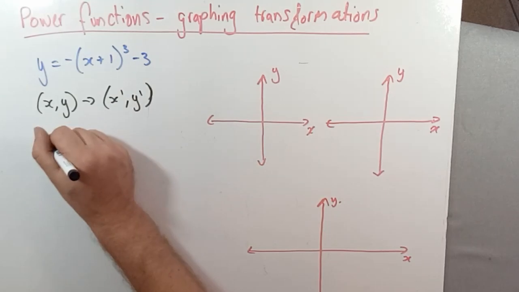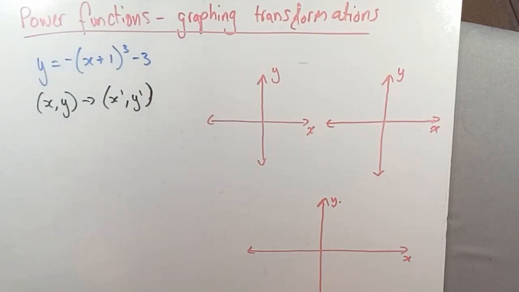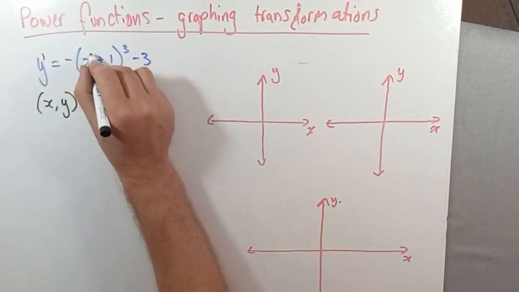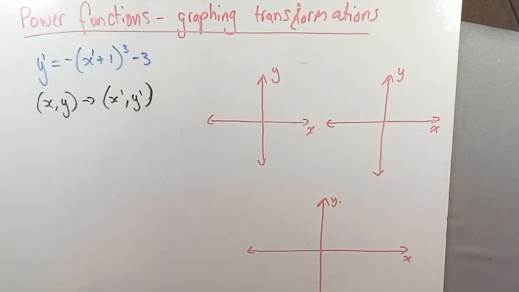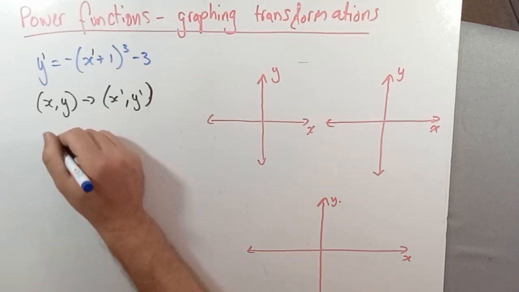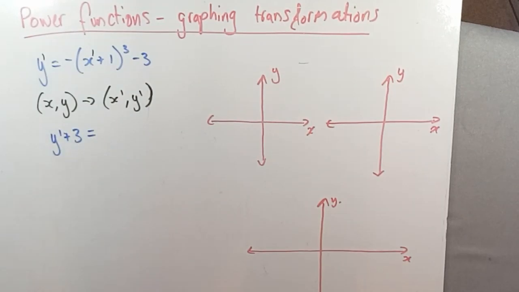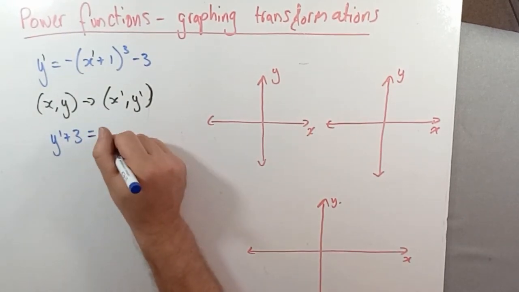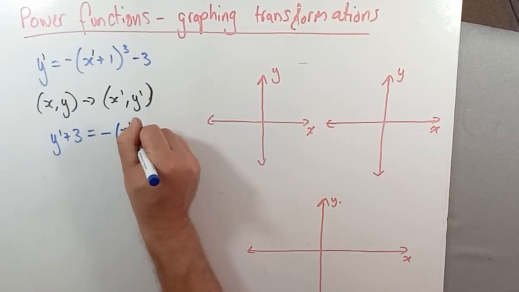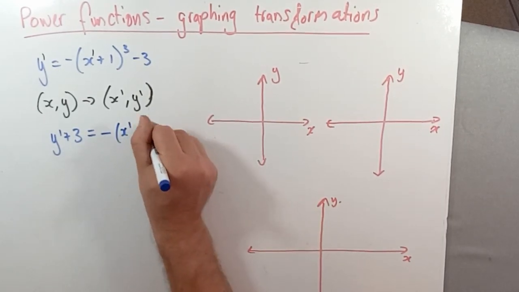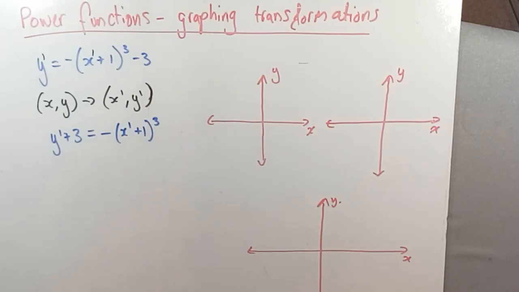Okay, so let's rearrange this. Remember this is my y image and x image. I'll go for the blue. So y image plus 3 equals negative x image plus 1 cubed.